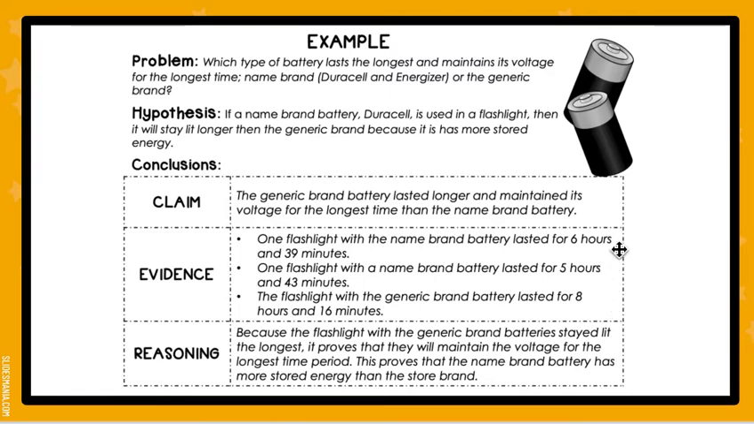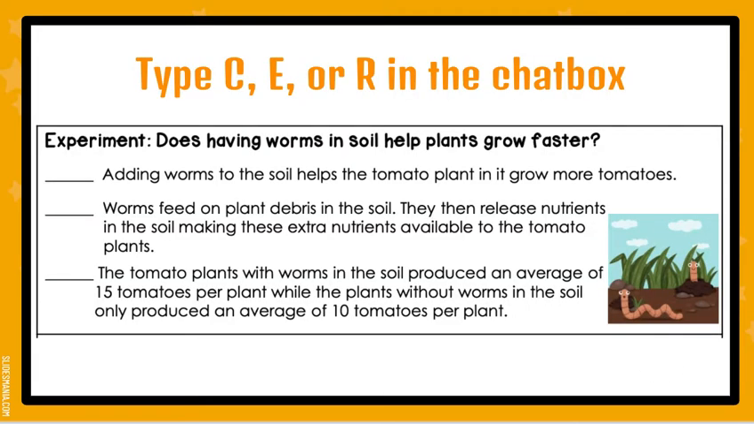The one flashlight lasts 6 hours and 39 minutes. Another one lasts 5 hours 43 minutes. Another one lasts 8 hours 16 minutes. Reasoning, right here at the last part, is where you are going to provide your explanation. For example, the flashlight with the generic brand stayed lit the longest. It proved that they will maintain the voltage for the longest time, and it shows how one has more stored energy than the other brand.